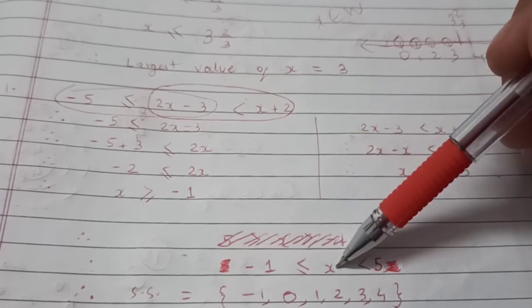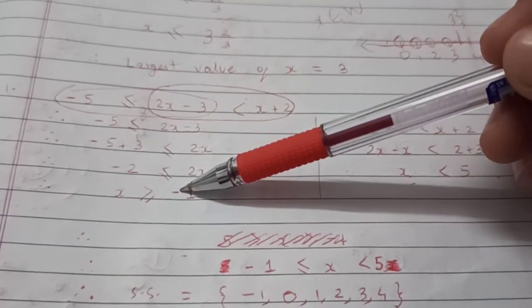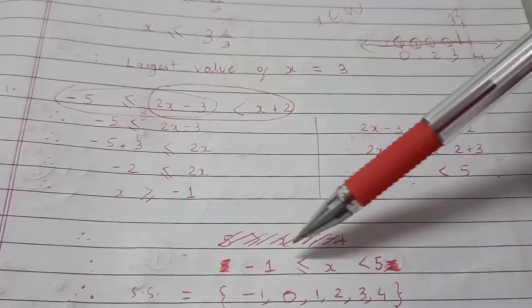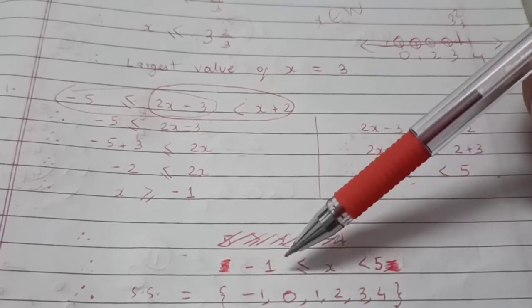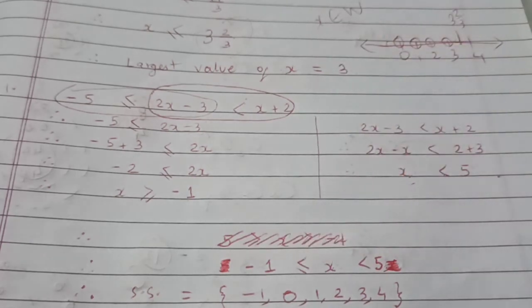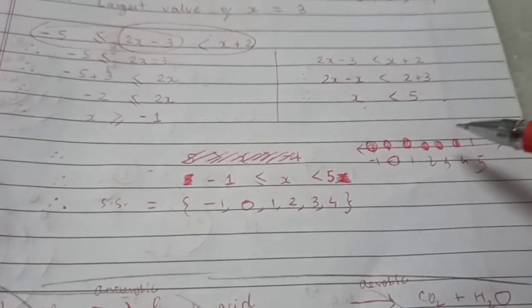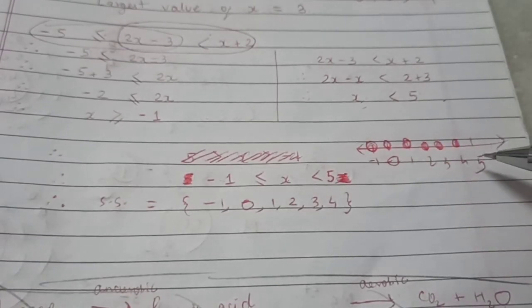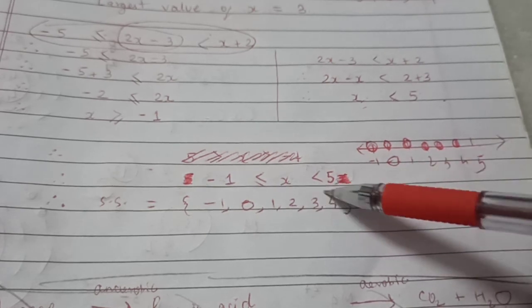So let me just write it here. X is less than 5. And here x is greater than or equal to -1. So I can mention it here. X is indeed greater than or equal to -1. Or simply speaking, I can just draw a number line to show you what it would look like. So this is the solution set on the number line. X is less than 5, so I can't include 5. There's no equal to sign here.